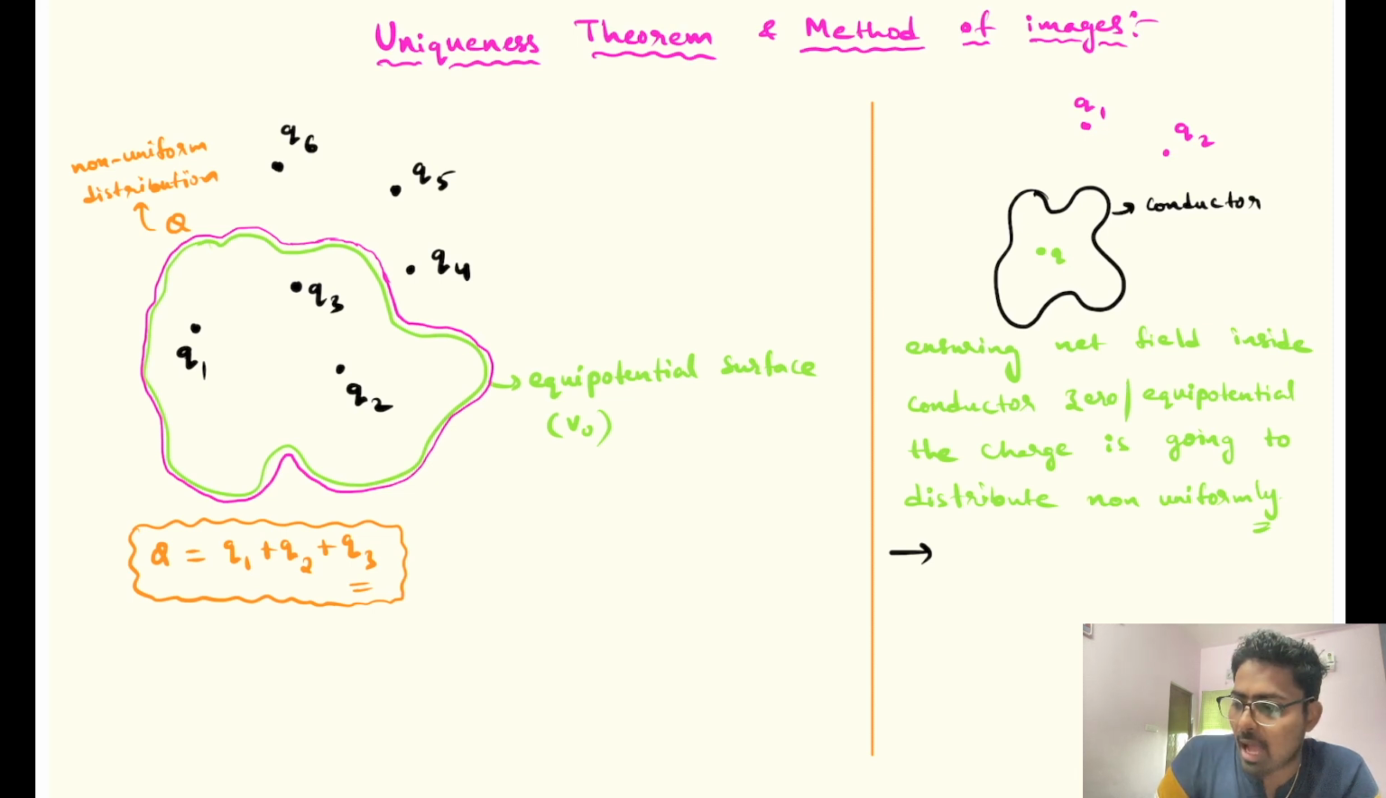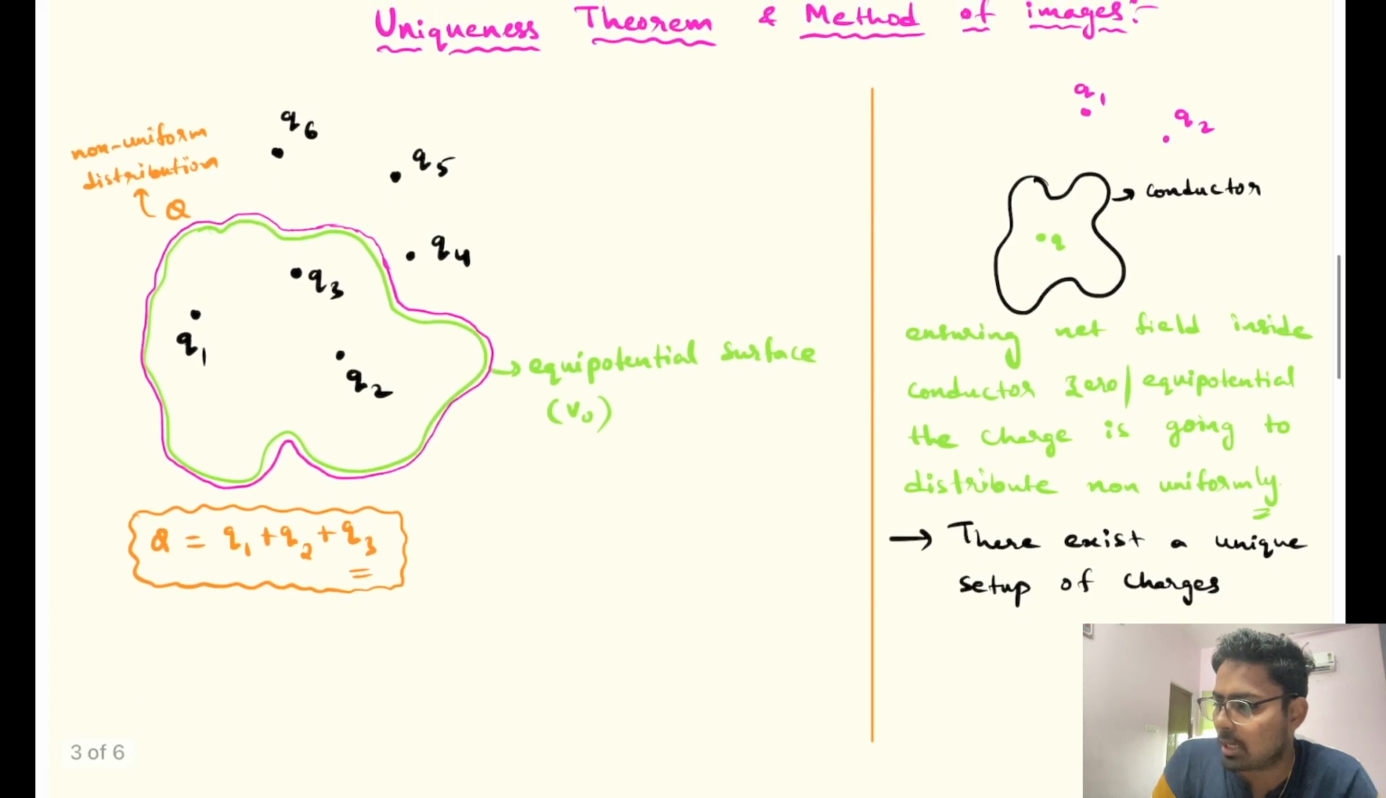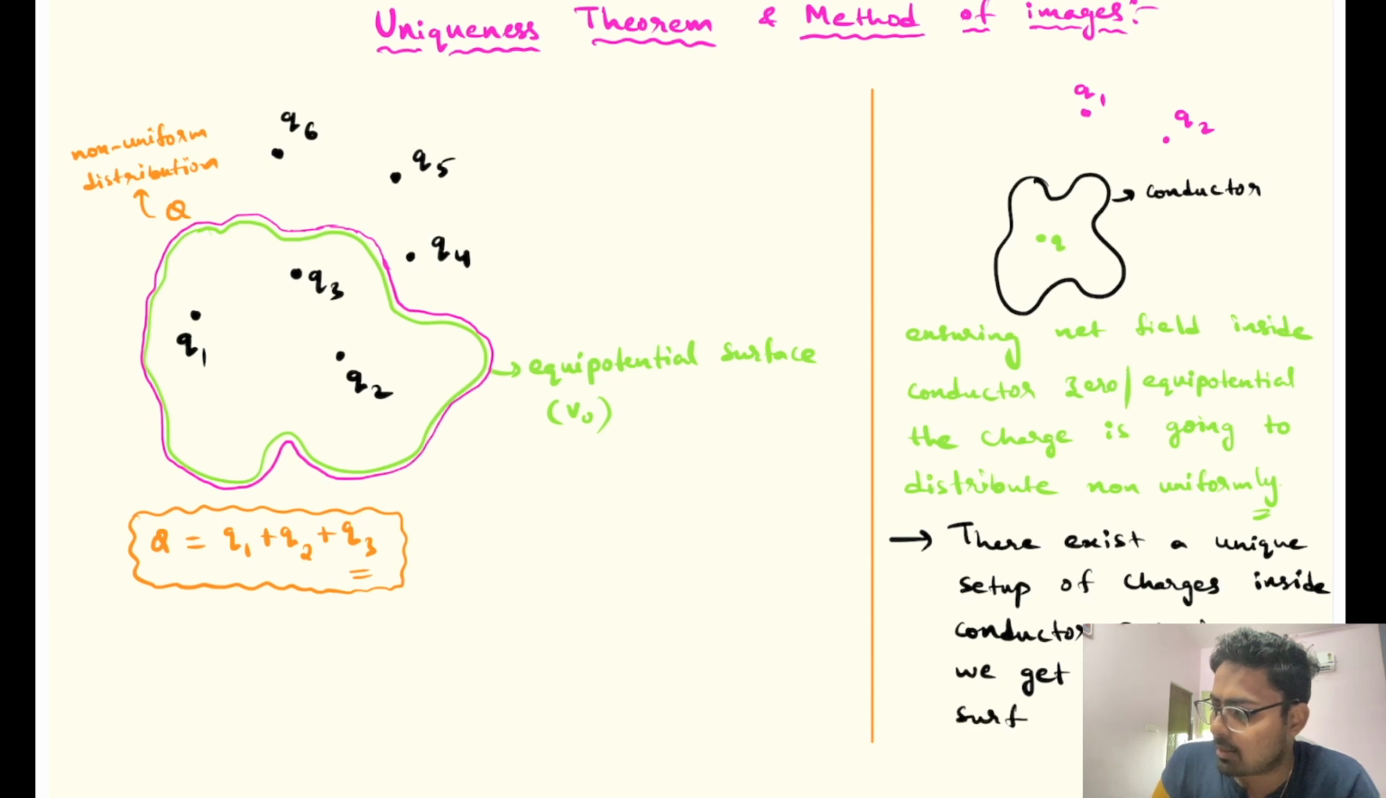The conclusion that we can say, and here I am writing: there exists a unique setup of charges inside the conductor, ensuring we get a similar equipotential surface as the conductor. What will ensure?